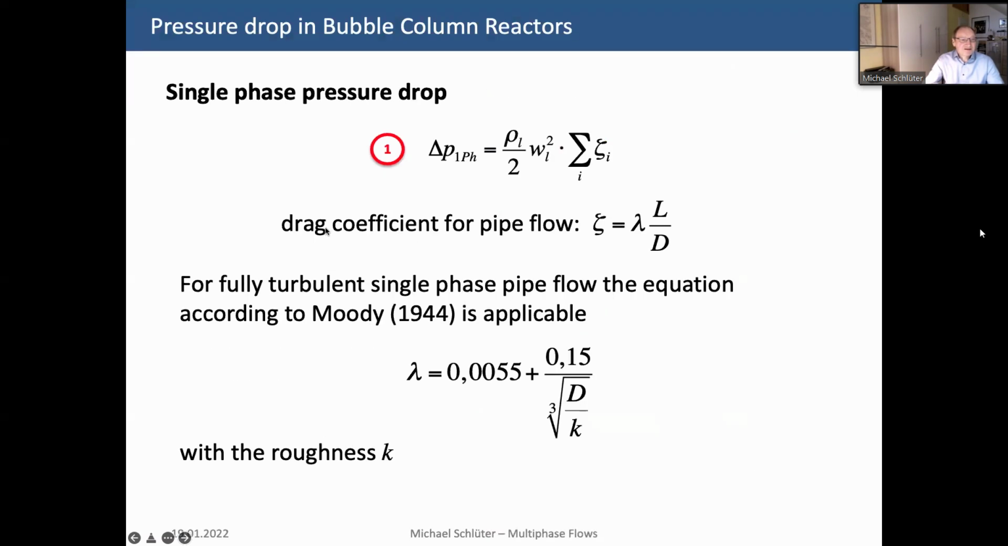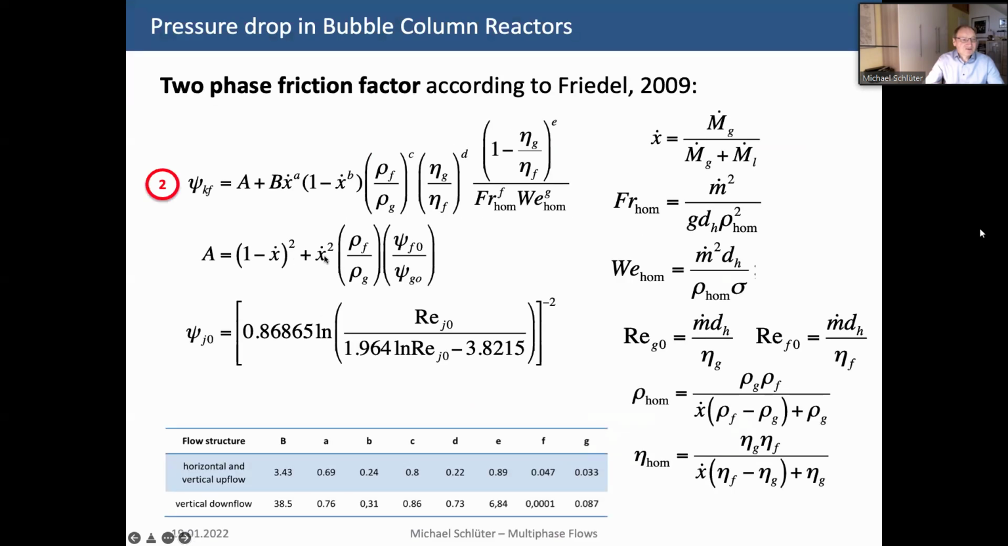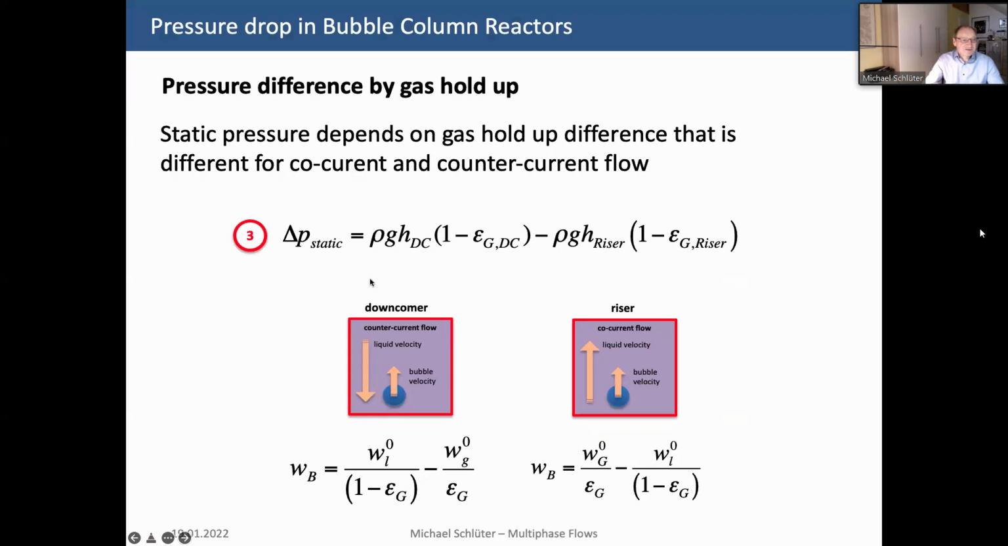Now we had this already discussed, and we already saw some equations. So we have the single-phase pressure drop that can be calculated with common equations, and we can also calculate the friction factor. Here is the equation of Friedel. Again, I don't want to repeat that because we have talked about that several times. And we have sometimes a pressure difference by gas hold up.